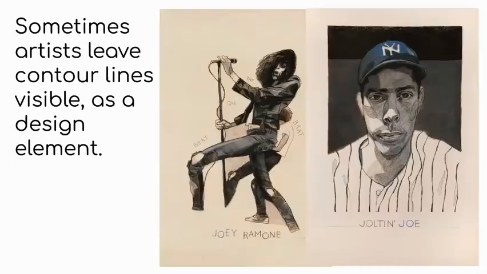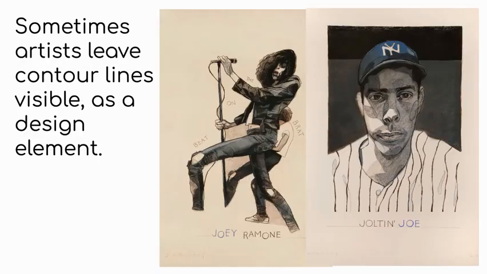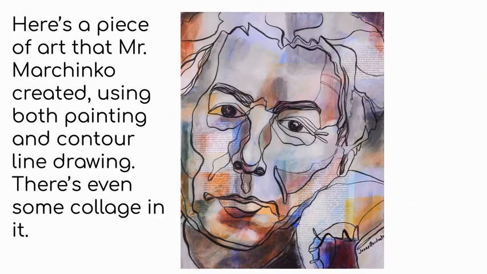Now here's part 2 of that. So there's the reference photo on the left, there's the contour drawing on the right, and then here's the finished product where the artwork contains a wide range of value, a color scheme, even some collage to add complexity and texture, but then the contour drawing is actually superimposed on top of the painting and the collage.